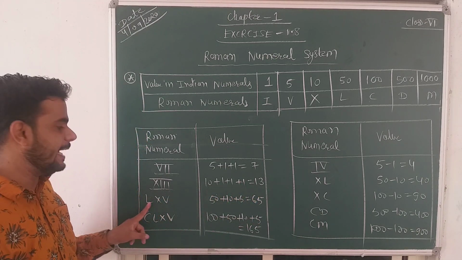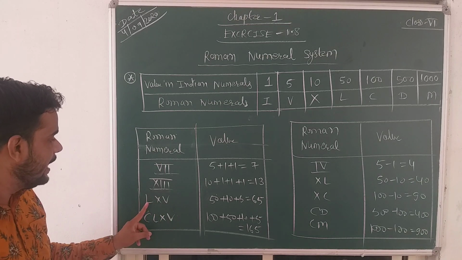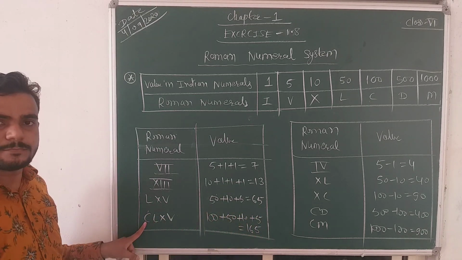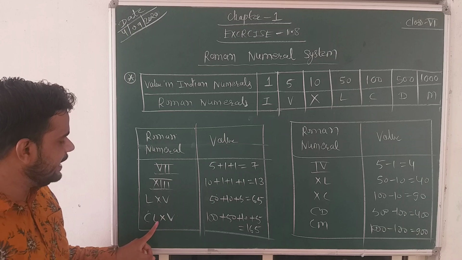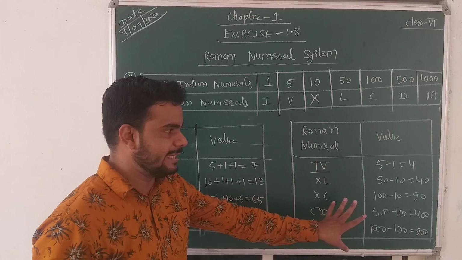L means 50, X means 10. After L, 10 and 5 are coming, so we add: 50 plus 10 plus 5, then 65. C means 100, L means 50, X means 10, and V means 5. So directly we will add all of this. But here just take care.